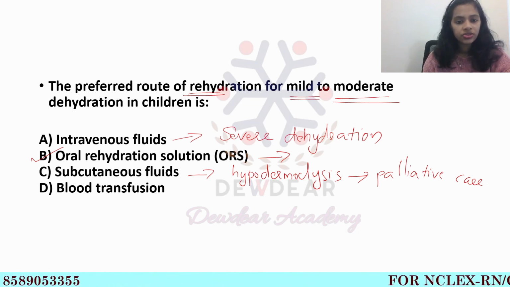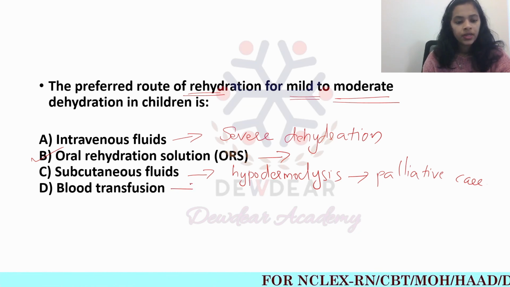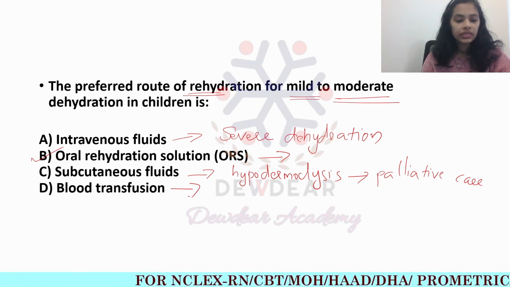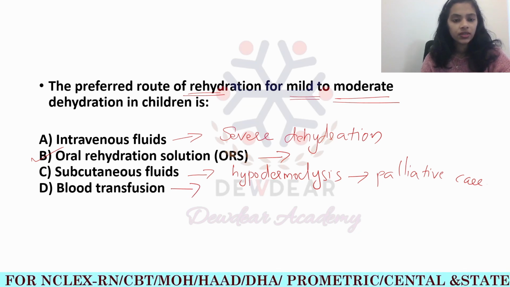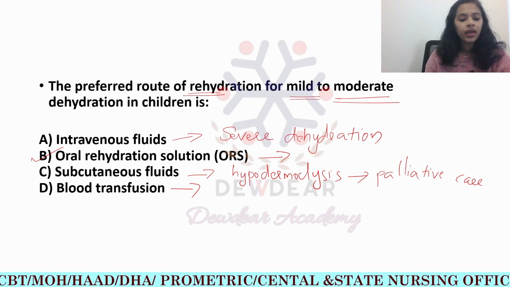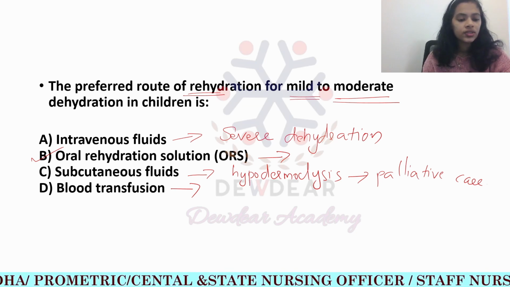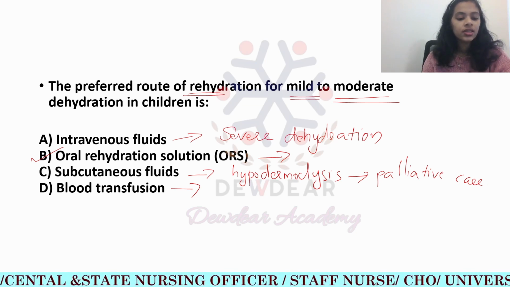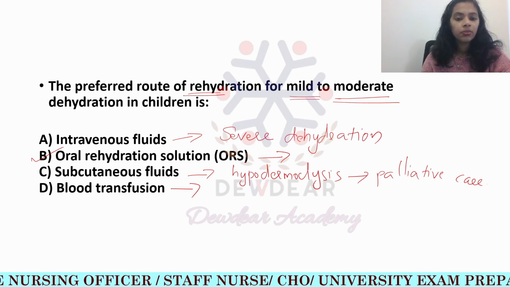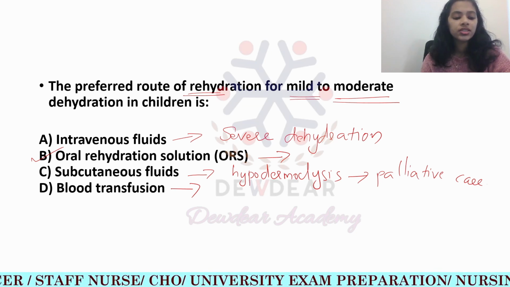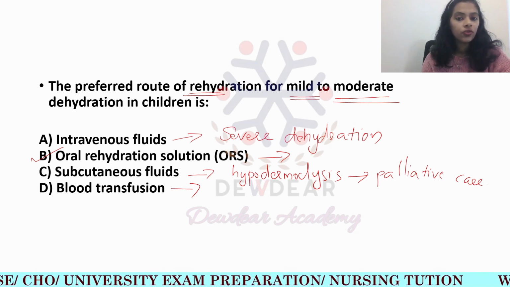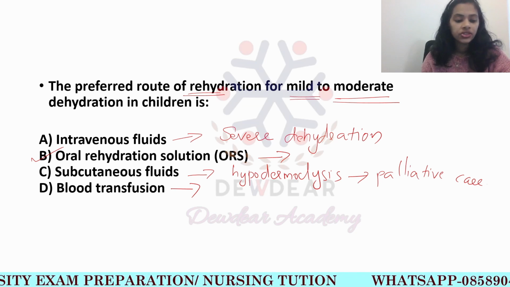Then we have the last option, blood transfusion. Blood transfusion is not used for rehydration. It is indicated in conditions such as severe anemia, significant blood loss, and hematological disorders. So this option is also not relevant for managing dehydration.